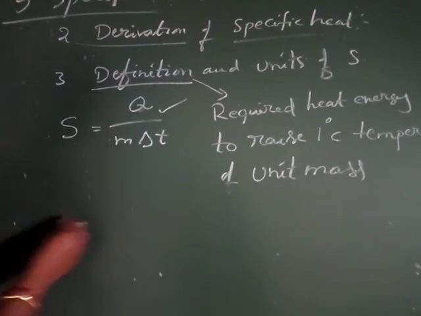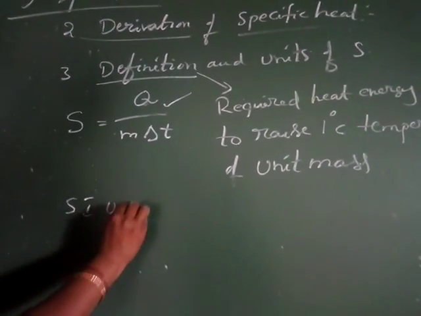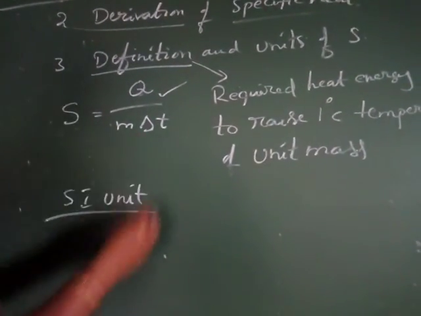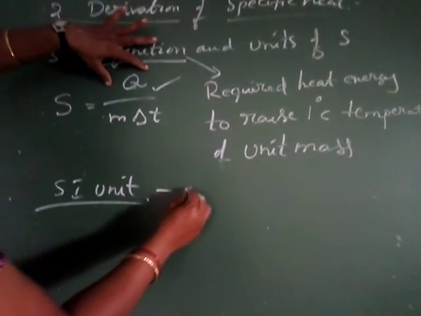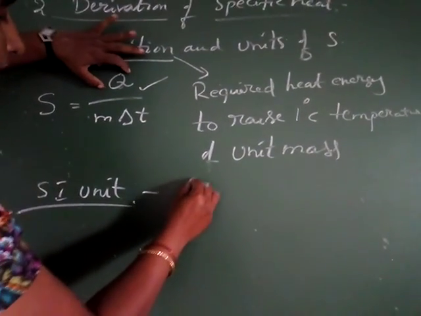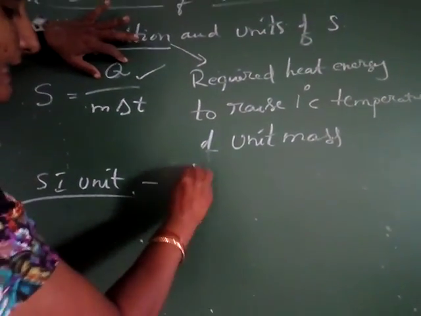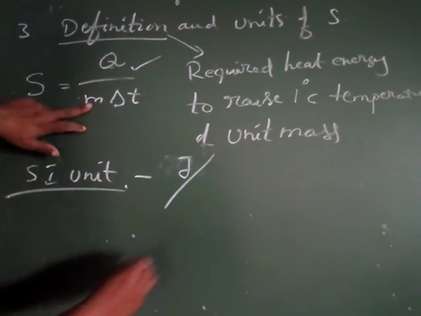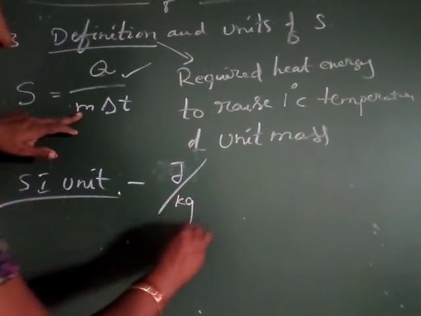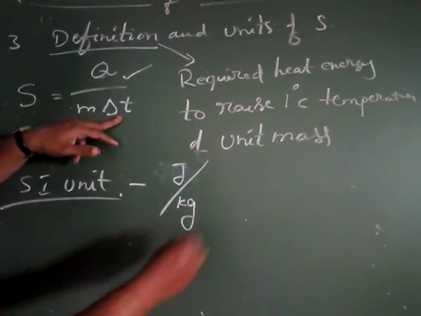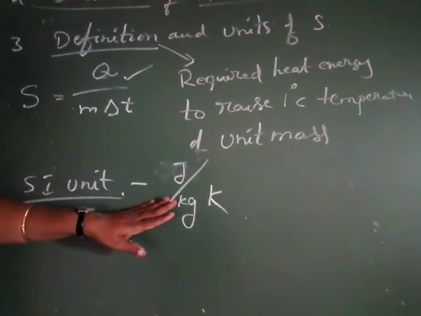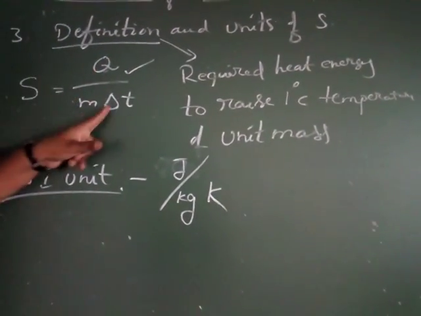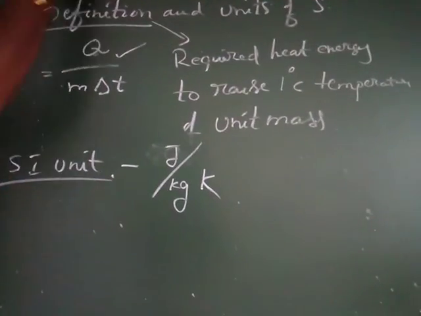Now you write the SI units. SI unit of specific heat. Already you know that heat is a form of energy, so the SI unit is joule, by mass. Mass SI unit is kg. We know that temperature SI unit is K. By using the formula only we can write the units. Joule per kg K is the SI unit of specific heat.